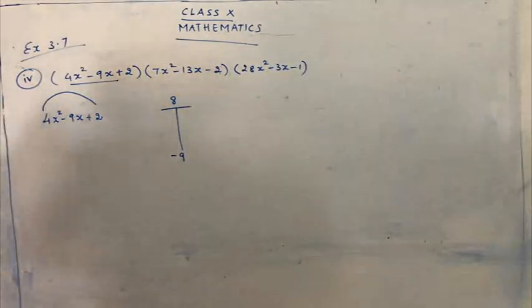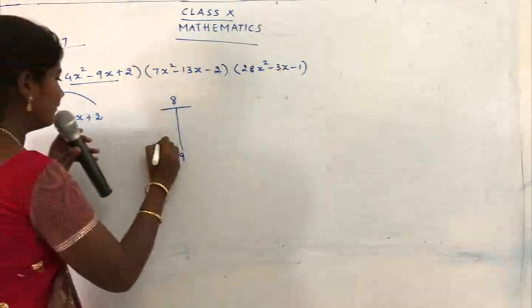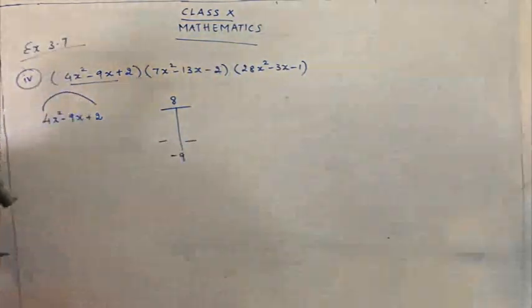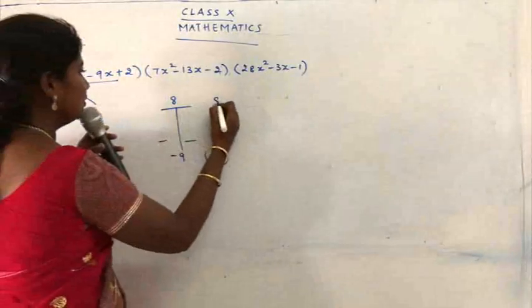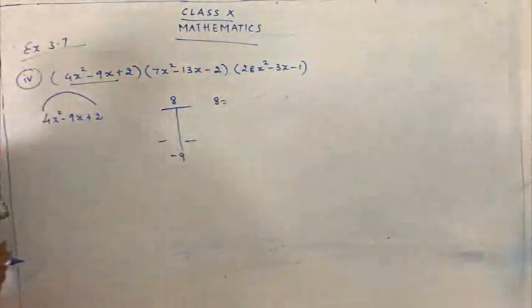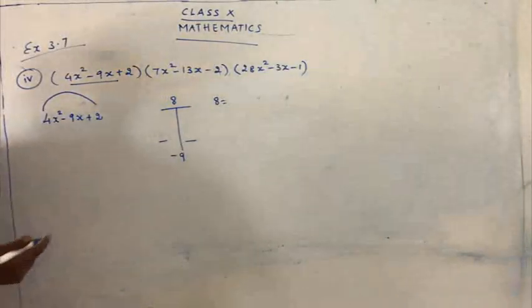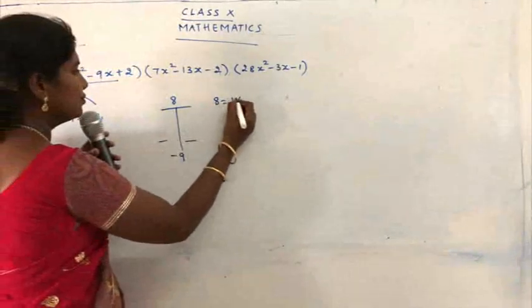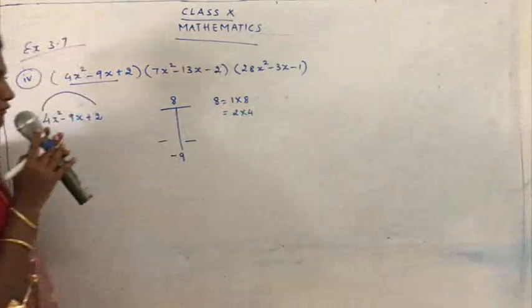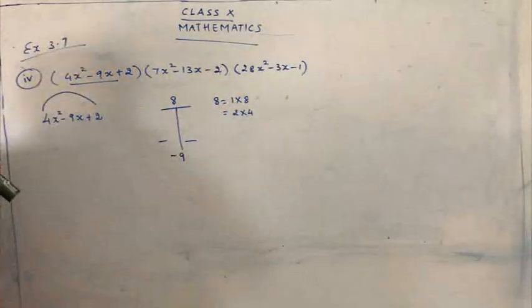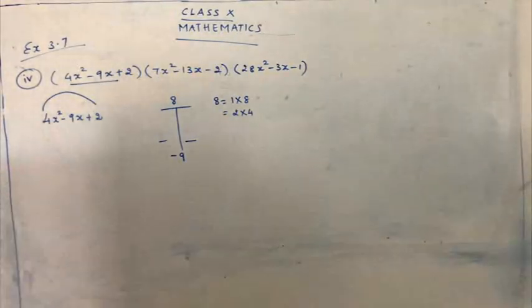So now we have to deal with 2 more. So we have to find 2 more numbers. So how are we going to do it? We're going to express 8 as a product of 2 numbers. So 8 can be written as 1 into 8, 2 into 4. Do not write 4 into 2. It becomes the same. So just stop at 2 into 4. So you get 1 into 8 and 2 into 4.